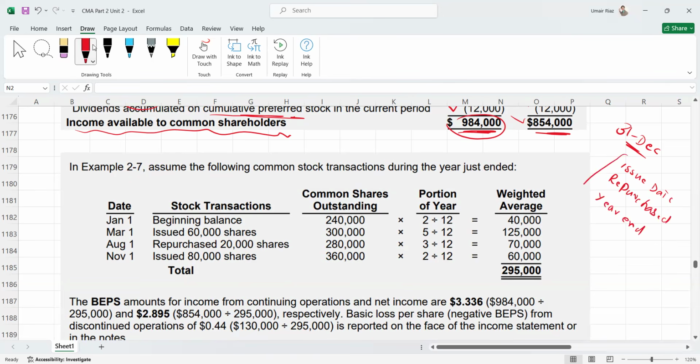Don't forget these three words: issue date, repurchase date, year end. Why I'm saying this, I'll show you. Whenever we calculate weighted average number of shares, we'll make this column.